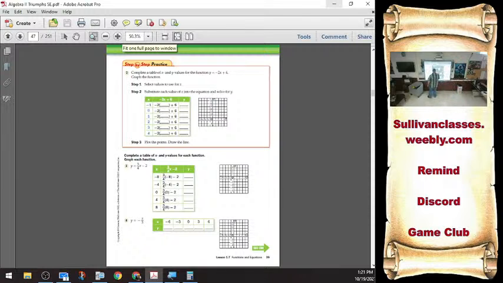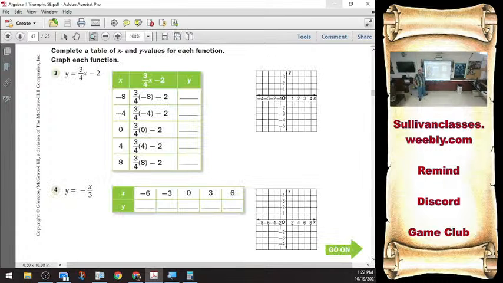So, both of these give you the x's. You're going to plug them in and get the y's. Now, I'm going to walk through 3 with you because kids freak out with fractions.